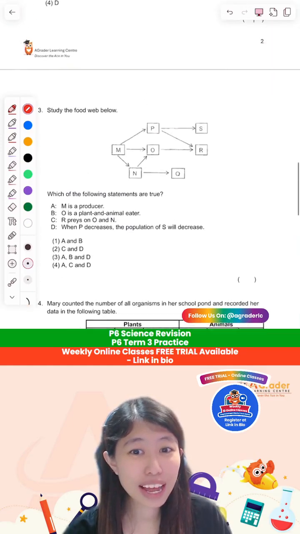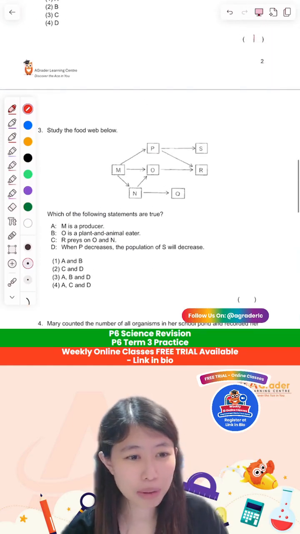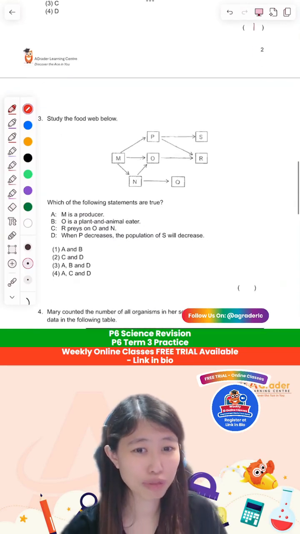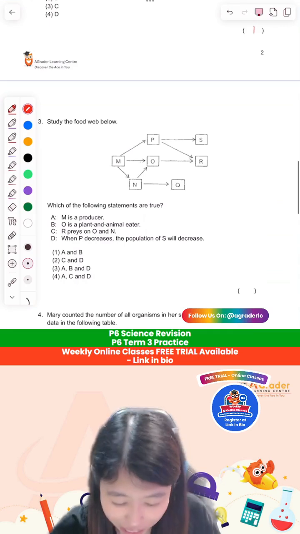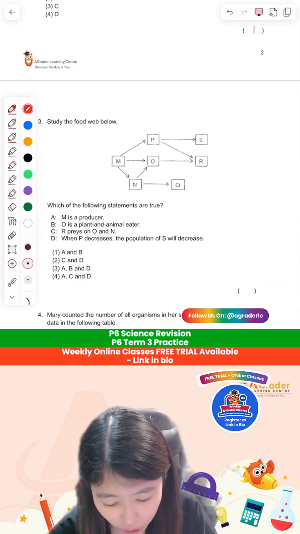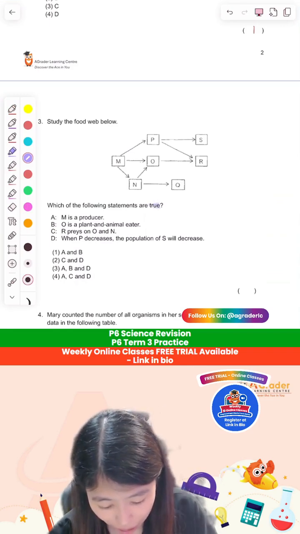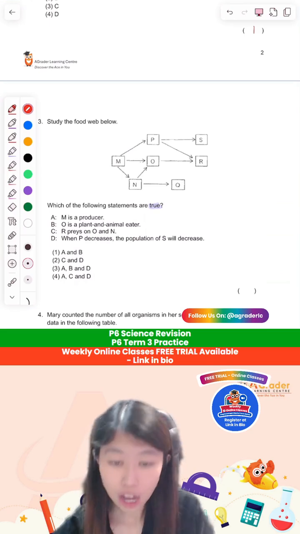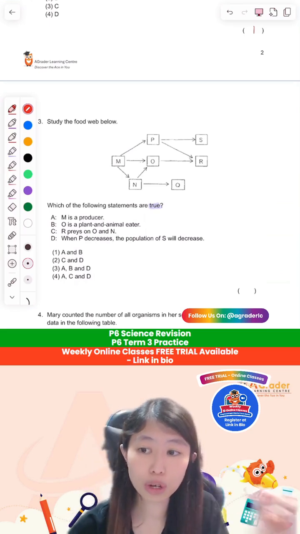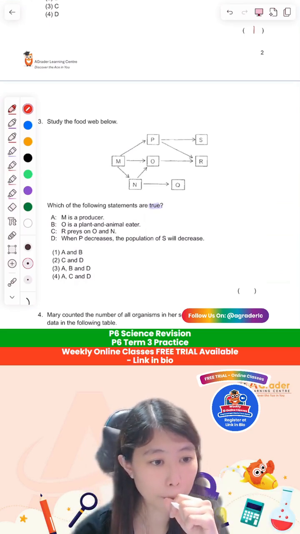Okay, let's look at food webs. All right, so someone just now mentioned that you are still at food web for your school. Okay, so let's look at food web. All right, and the question is very straightforward. They jump straight to the question. Which of the following statements are true? Okay, so always when you do food web questions, identify your food producer.